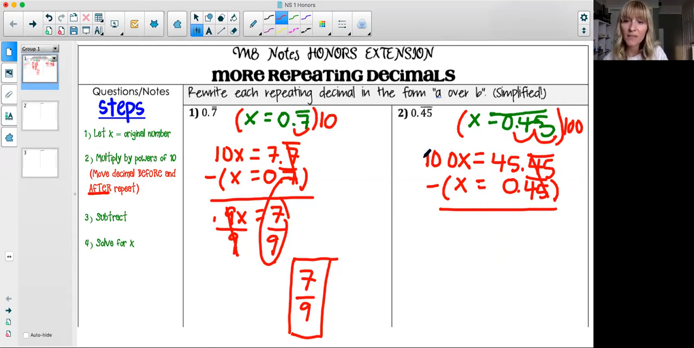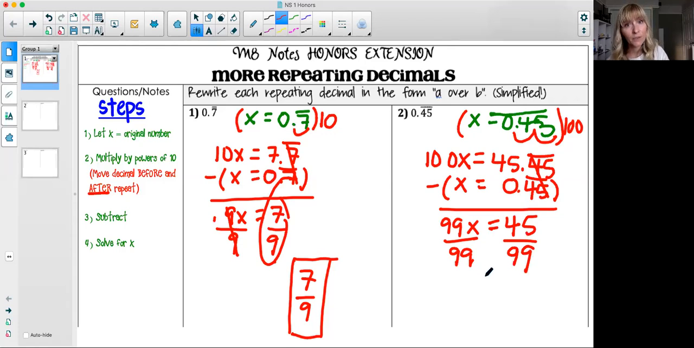So watch what happens here. This time we have 100x minus 1x, which is 99x. 99x. 45.45 repeating minus 0.45 repeating leaves you with 45. Now I'm going to solve for x, this final step. Divide by 99. Divide by 99.